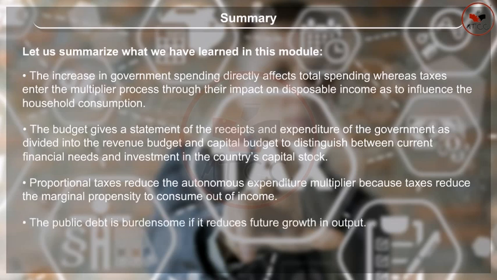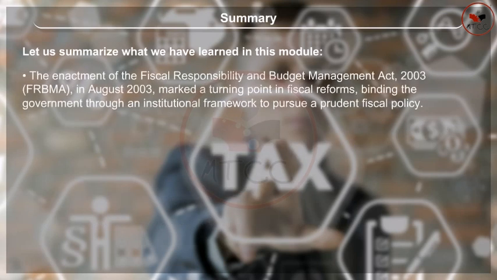The public debt is burdensome if it reduces future growth in output. The enactment of the Fiscal Responsibility and Budget Management Act 2003, FRBMA, in August 2003 marked a turning point in fiscal reforms, binding the government through an institutional framework to pursue a prudent fiscal policy.